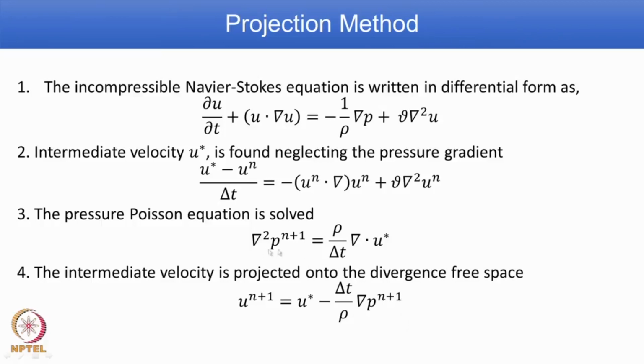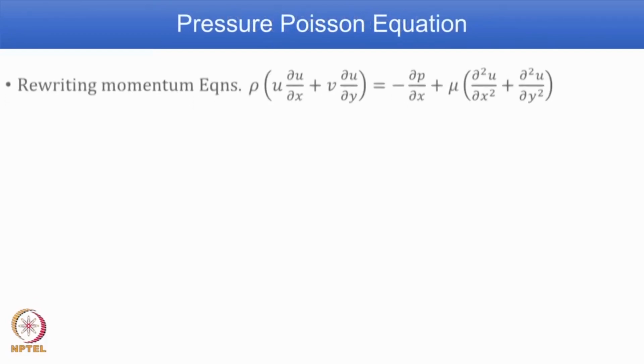So, in this pressure Poisson equation, you have a source term on the right side. The source term is obtained by using the intermediate velocity field. If the source term goes to 0, then you have what is known as a Laplace equation. With the source term appearing, this equation is called the pressure Poisson equation. Now, in the next slide, I am going to show how a pressure Poisson equation is derived for a two dimensional situation.